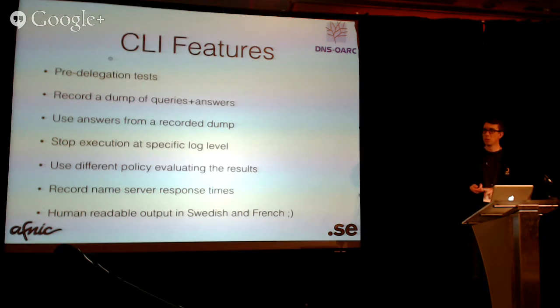You can also replay a recorded dump. If you change the policy or configuration, you can see what happens when you do that and see if you get any new results. You can run the CLI and stop execution at a specific log level. So if you see an error, you stop immediately and notify somebody. You can use different policies for evaluating the results, because we know that the DNS community is not in agreement on what is the severity of any DNS error you might encounter.